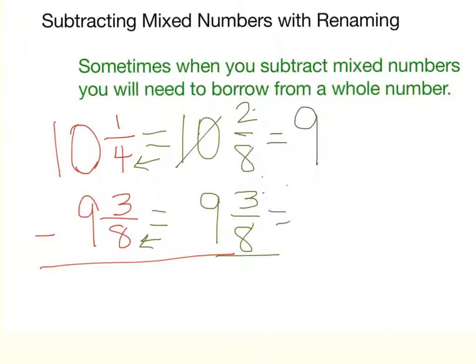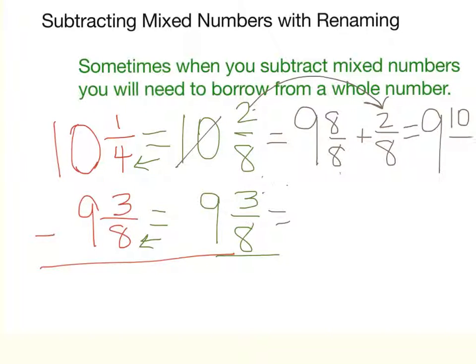But I've got to add that back as a fraction. So I've got 9 and 8 eighths. That equals 10, if you remember. That does equal 10. But I can't get rid of the fractions, so I've got to go back and add this 2 eighths to it. So 9 and 8 eighths plus 2 eighths is going to be 9 and 10 eighths.